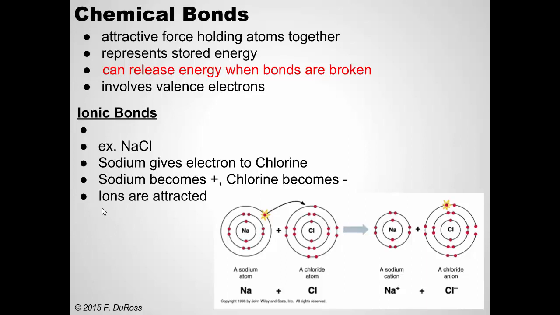There's an attractive force between a positive and negative charge, just like there's an attractive force between opposite poles in a magnet. How about the same poles? They repel. Okay? So ionic bonds are formed when there is a gain and loss of electrons in an atom, giving them a charge.